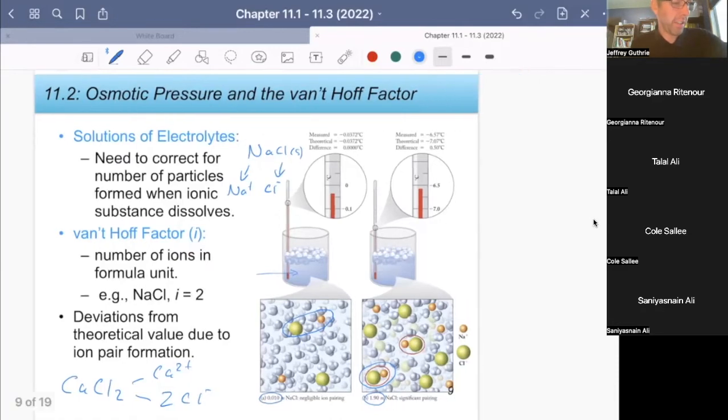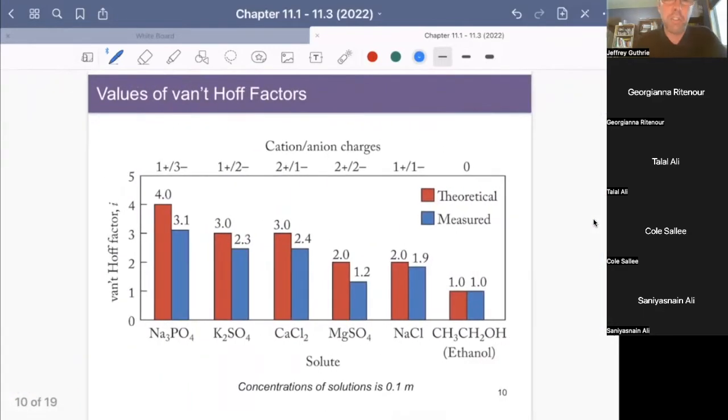Okay, so I'll go to the next slide. It just shows a little graph of some theoretical versus actual or measured Van't Hoff factors, and this is given a concentration of 0.1 molar. So this is a lot less concentrated. This is not the 1.9 that we saw in the previous slide. So in this case, 1.1 molar was high enough to provide a Van't Hoff factor that was less than theoretical. Right, so you can see some of them are 4, some are 3, some are 2. But the measured one is always less than the theoretical.